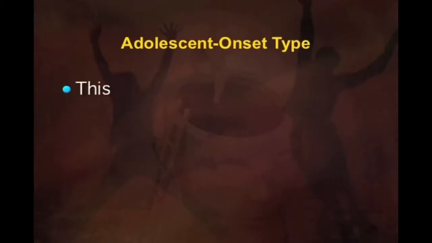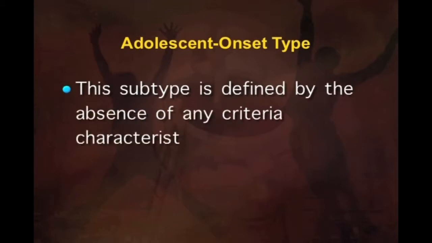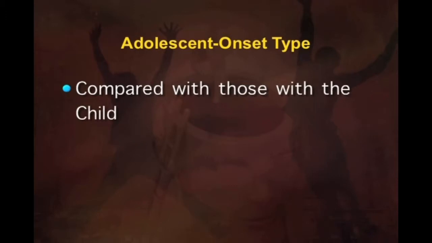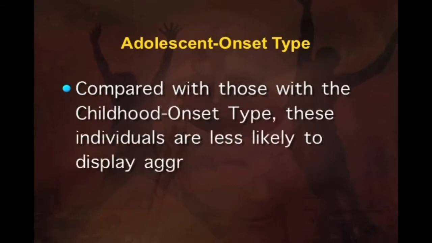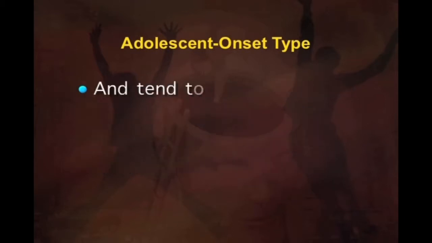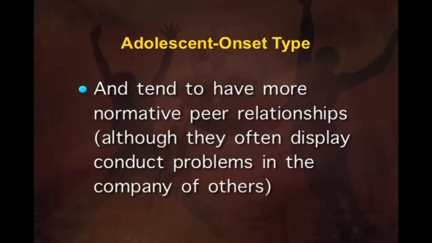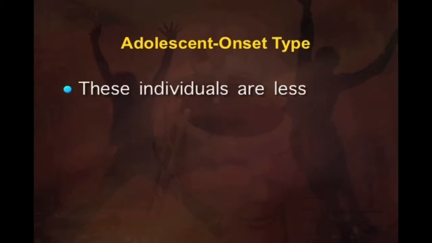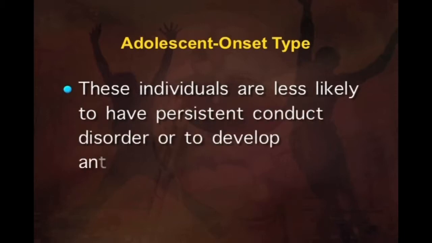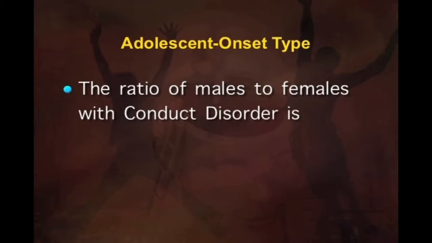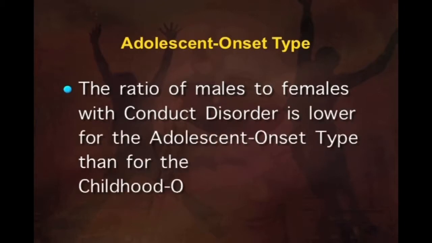Then, what are the characteristics of those children who are under the category of adolescent onset type? This subtype is defined by the absence of any criteria characteristic of conduct disorder prior to age 10 years. Compared with those with the childhood onset type, these individuals are less likely to display aggressive behaviors and tend to have more normative peer relationships, although they often display conduct problems in the company of others. These individuals are less likely to have persistent conduct disorder or to develop antisocial personality disorder. The ratio of males to females with conduct disorder is lower for the adolescent onset type than for the childhood onset type.